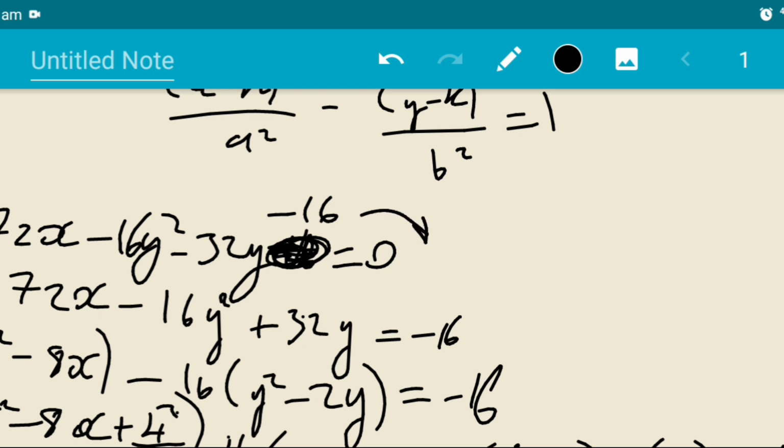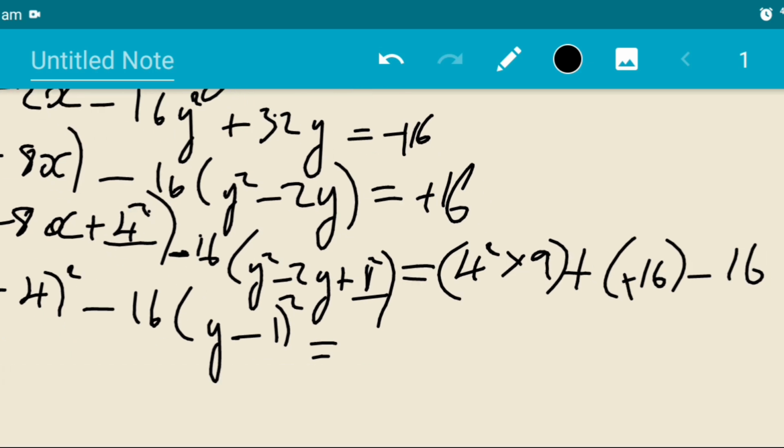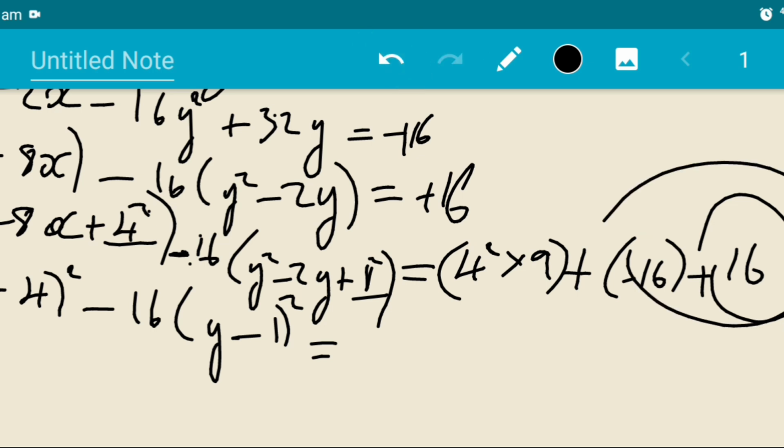Should it go to the other side, it's supposed to be a positive. So this here is positive, and so is this right here. This just came with the original equation; we just had to take it to the other side. This here came as an outcome of this one, because we introduced a 1 that had to multiply with negative 16. And because we added negative 16 on the left side, we also need to add it on the right side. So 16 minus 16 is just 0. Then 4 squared, which is 16, times 9 would give us 144.